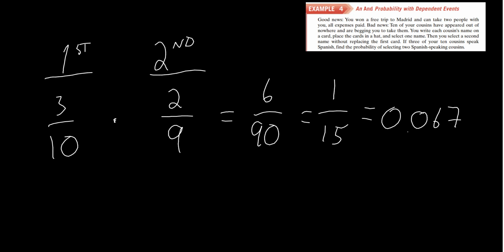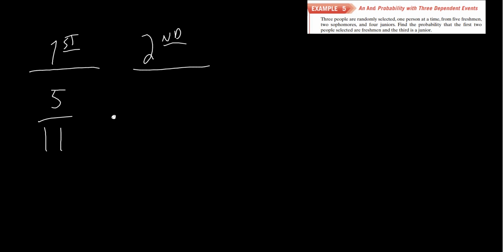Okay, so we're going to find the probability that the first 2 are freshmen. How many total people are there? There's 5 freshmen, so 5, 7, there's 11 people here. Well, on the first selection, there is a 5 in 11 chance of us pulling a freshman. On the second pull, I now only have 4 freshmen out of 10 possible students.